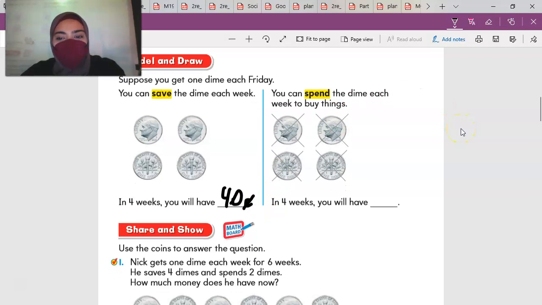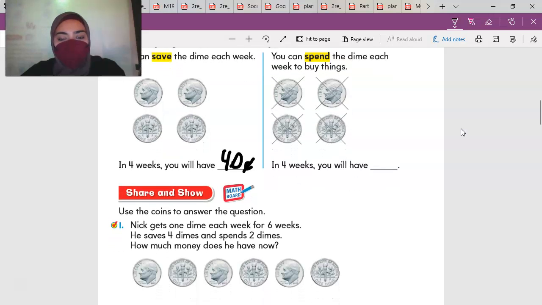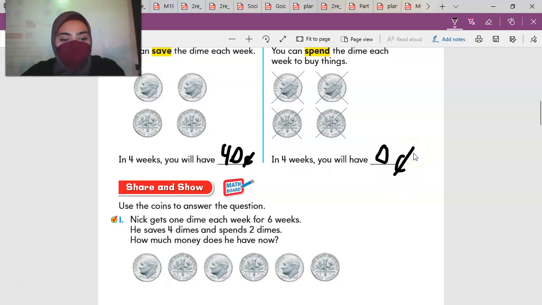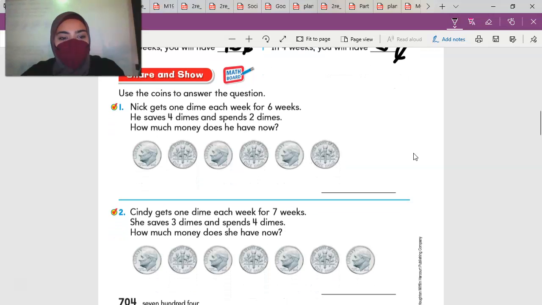You can spend the dime each week to buy things. So, looks like they spent all the dimes. In 4 weeks, you will have how much? 0 cents. You spent it all. Wah, wah. Okay, 0 cents.